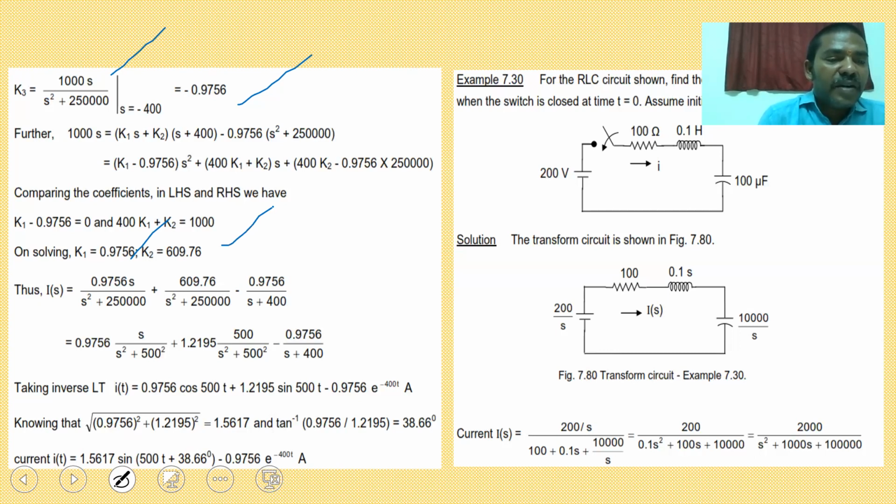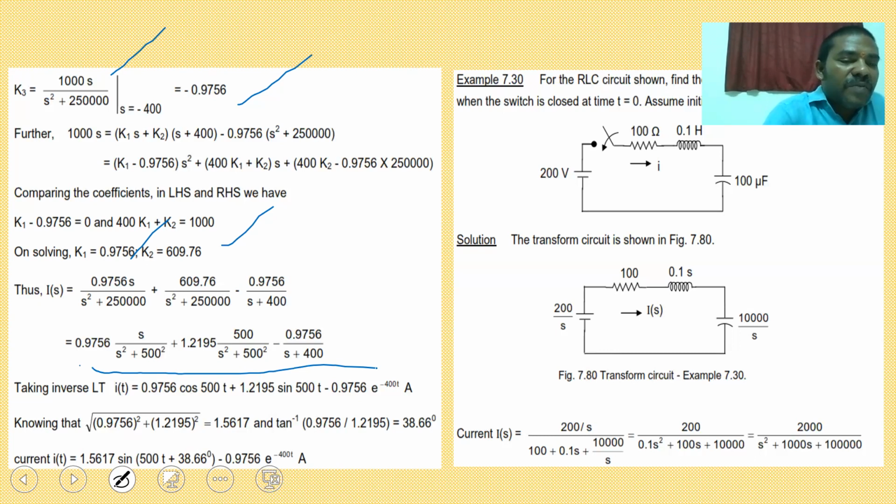Then I of s is equal to 0.9756 s divided by s square plus omega square plus 609.76 divided by s square plus omega square minus 0.9756 divided by s plus 400. So you can go for the further modification. So that is 0.9756 s by s square plus 500 square plus 1.2195 into 500 divided by s square plus 500 square minus 0.9756 divided by s plus 400, taking inverse Laplace transform.